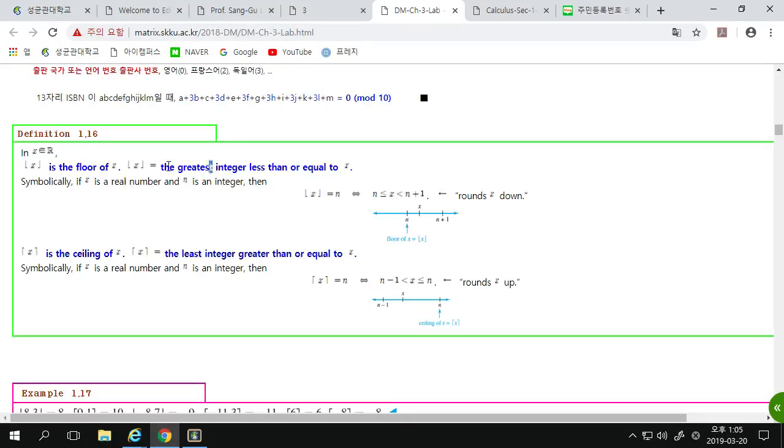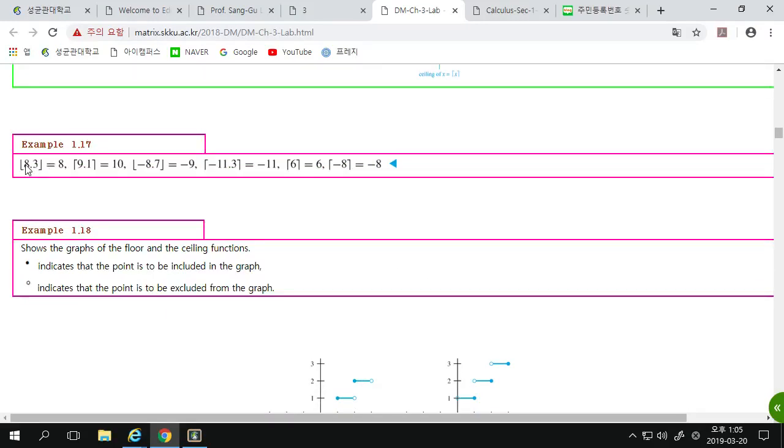Okay, next, the floor function. In the exercise problems, you have seen these floor functions. The greatest integer less than or equal to x. If x is in between n and n plus 1, then the greatest integer less than or equal to this one is equal to n. This is a floor function. What about the ceiling function? The least integer greater than or equal to x. So if x is in between here, then the next integer, it's going to be n plus 1.